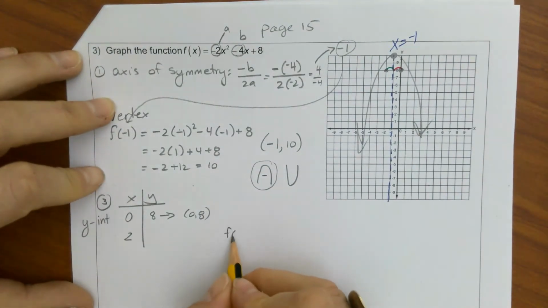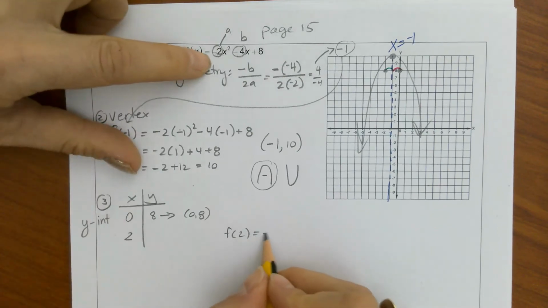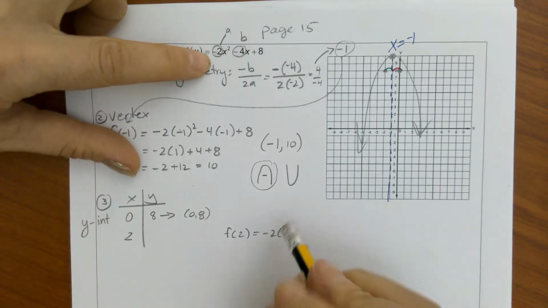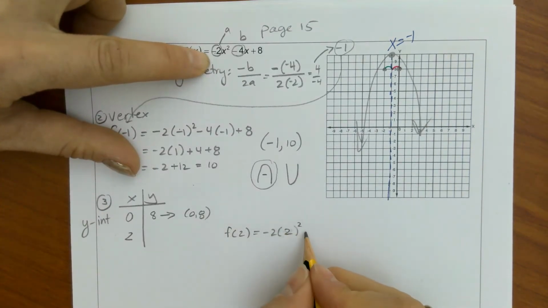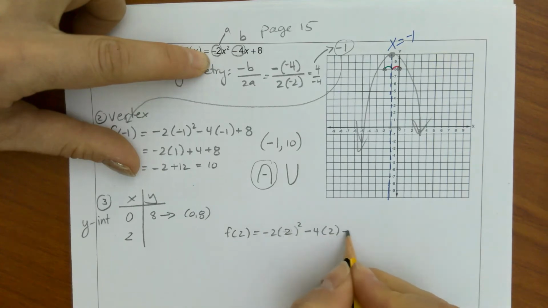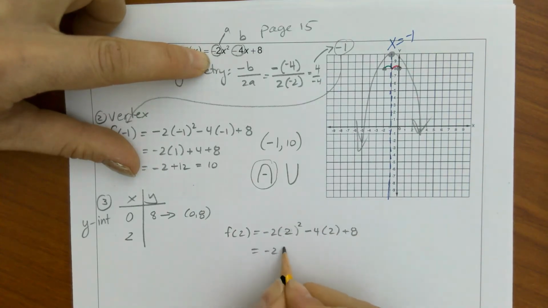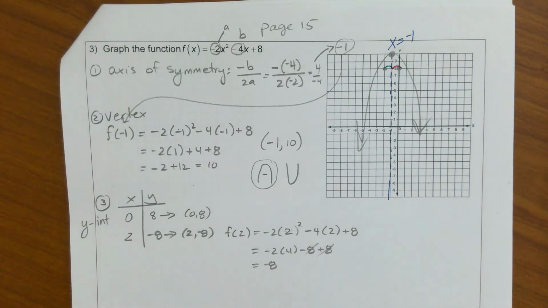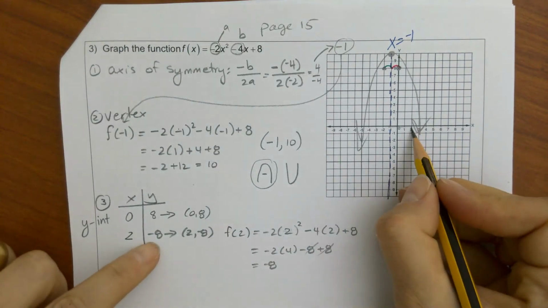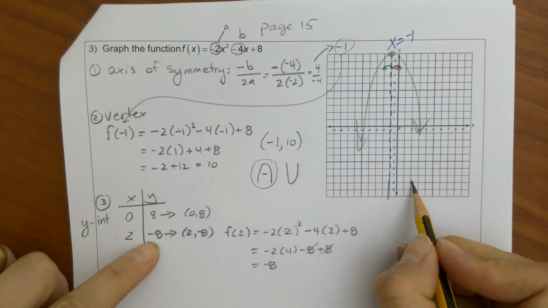So let's do f of 2. Minus 2 minus 2. No. Positive 2, not minus 2. Okay, that worked. So if x is 2, y is minus 8. That's still on the graph. Let me sharpen my pencil. Okay, so x is 2, y is minus 8. So here's my next point.